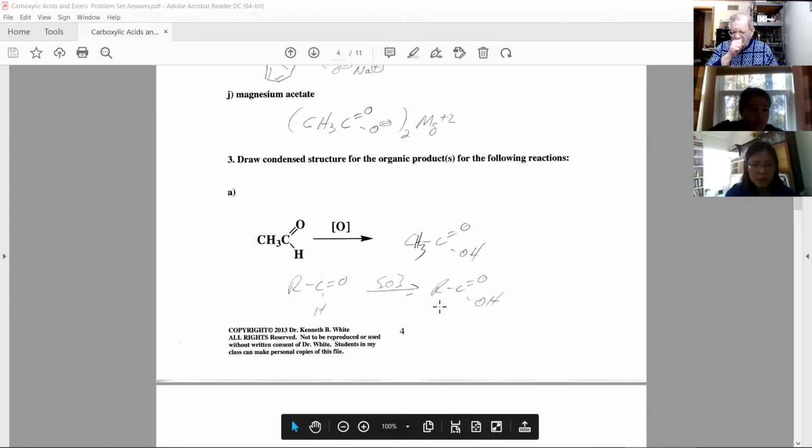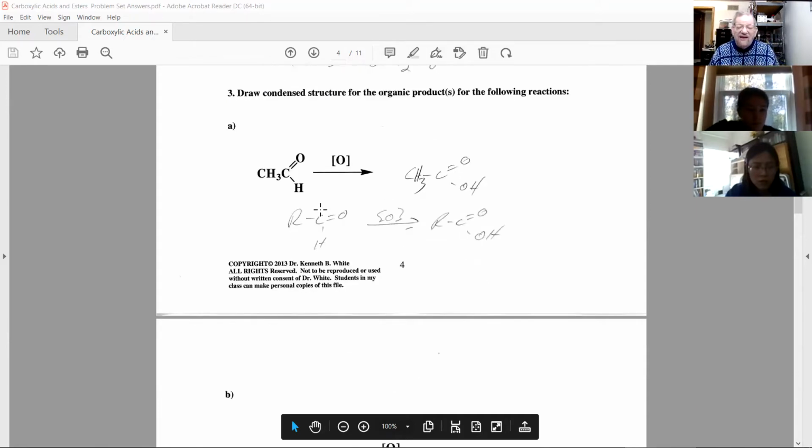Now, on test 3, like test 2, the majority of the points, I think 65 out of 105, there'll be 5 bonus points. I got to write it this weekend. Draw the condensed structure for organic product or products for the following reaction, and there'll be either 3 or 4 synthesis problems give the starting material.